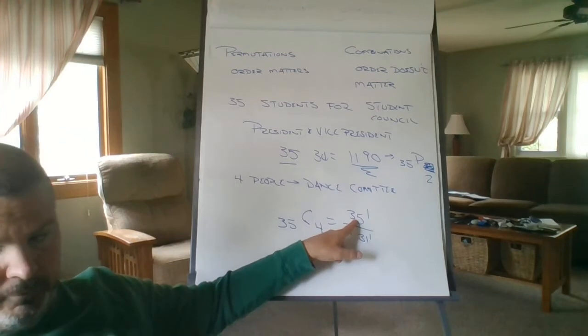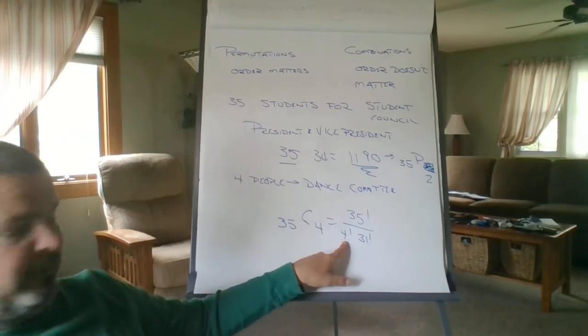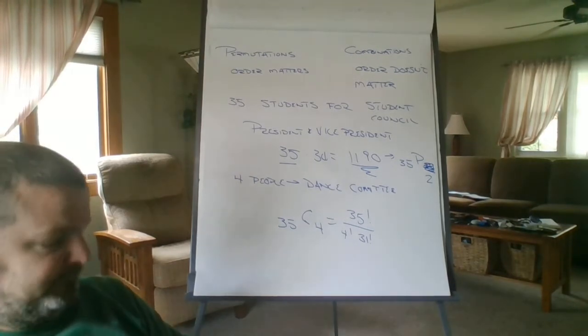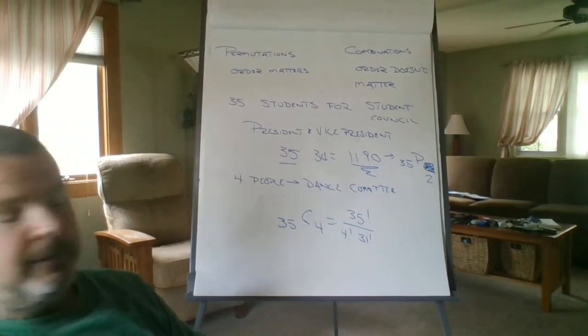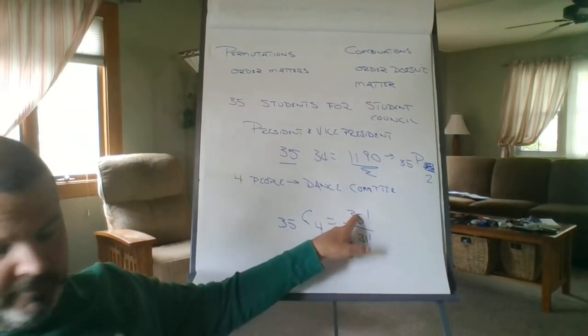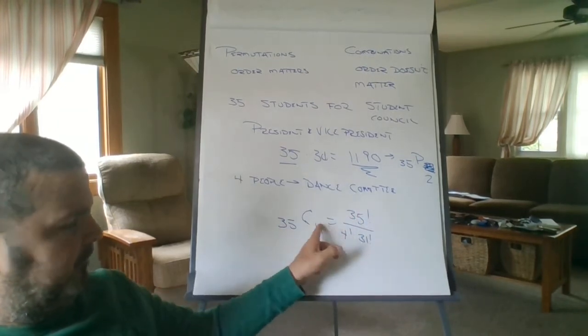So 35 factorial goes on the top. We're choosing 4 people, so that's 4 factorial. Then 35 minus 4 is 31 factorial. Basically, realize those 2 numbers always add up to that one. That one's the first number, and that one's the second number.